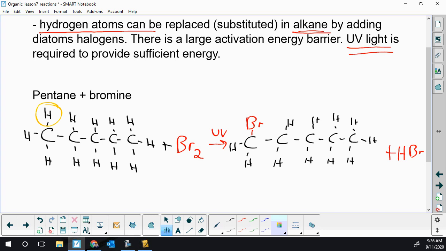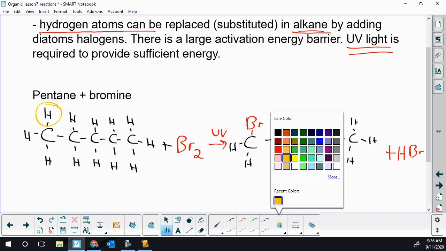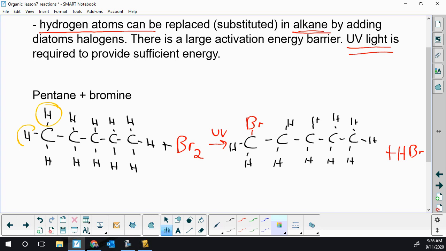Now let's figure out how many different H's could pop off and give me this, because I don't want to draw all of those. Like this H could have come off and would get the same product. I don't have to worry about that one. It's the same thing. What other H's could come off and I would still get 1-bromopropane?